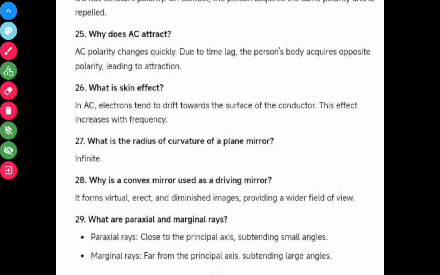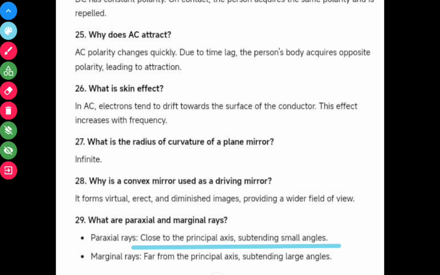What are paraxial and marginal rays? Paraxial rays are close to the principal axis, subtending small angles. Marginal rays are far from the principal axis, subtending large angles. Paraxial rays are close to the principal axis, subtending small angles.